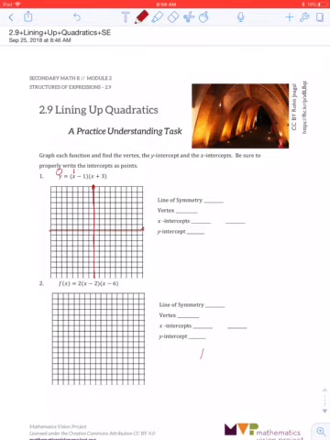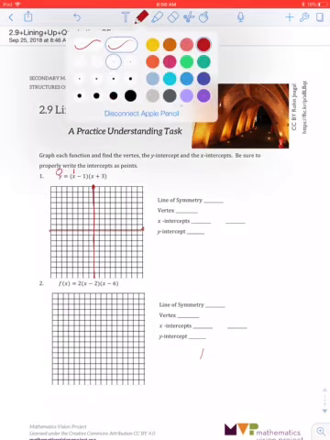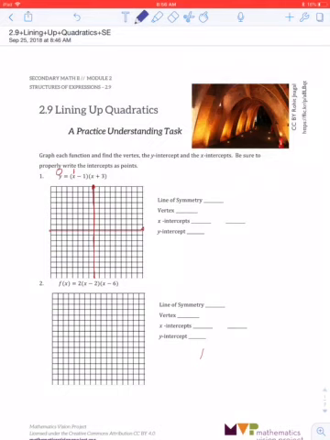So the answer for that would be, well, we could make this 1, and then 1 minus 1 is 0, and then 0 times anything in the world is going to be 0. So we know that one of the x-intercepts is equal to 1. The other one would be equal to negative 3. So that would be right here. So these are the roots of the parabola, and the x-intercepts are 1 and negative 3.